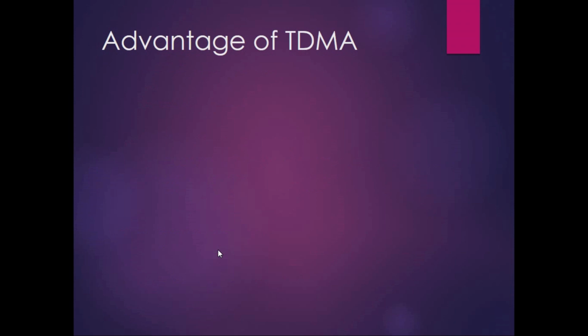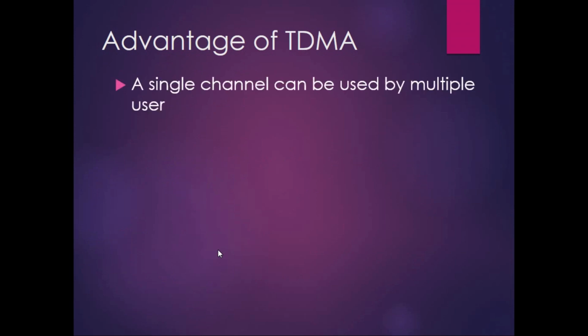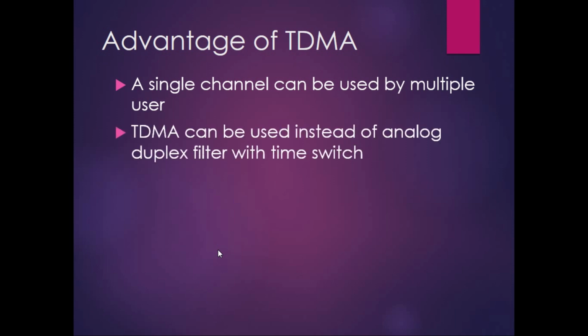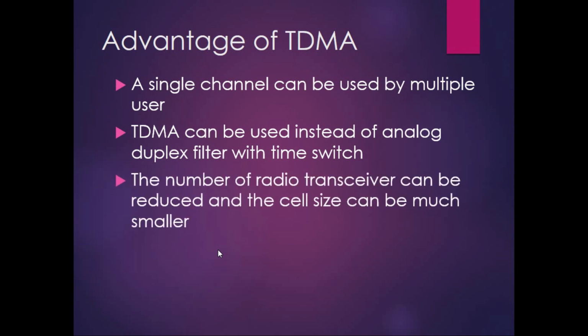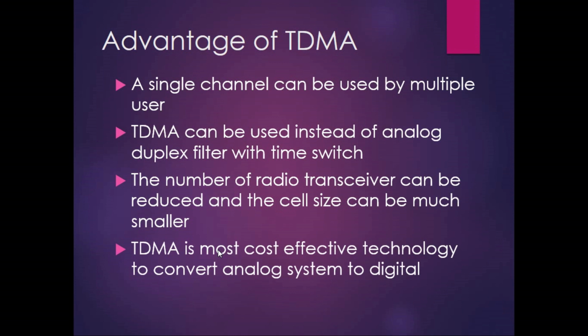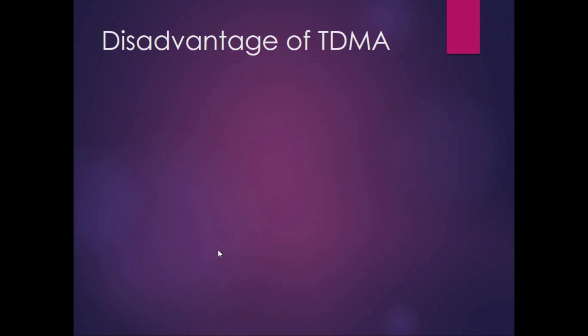Now we see the advantages of TDMA. The first advantage of TDMA is that a single channel can be used by multiple users. TDMA can be used instead of an analog duplex filter with a time switch. The number of radio transceivers can be reduced and the cell size can be much smaller. TDMA is the most cost-effective technology to convert analog systems to digital.